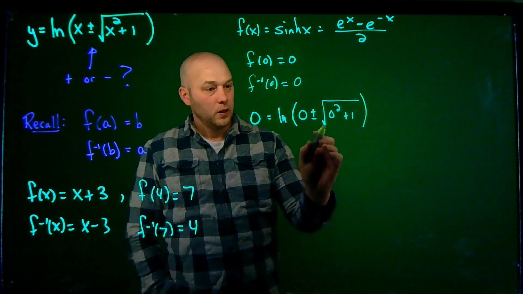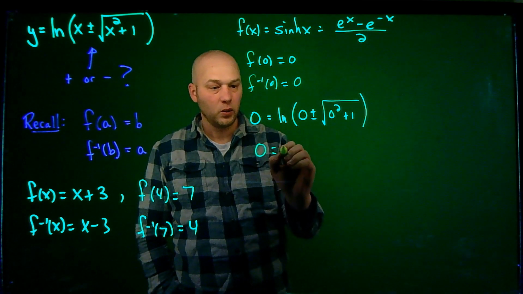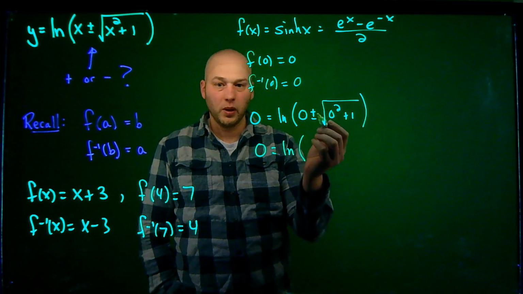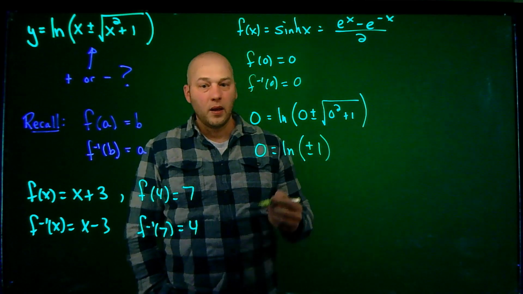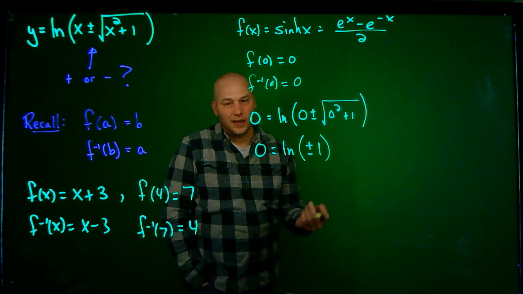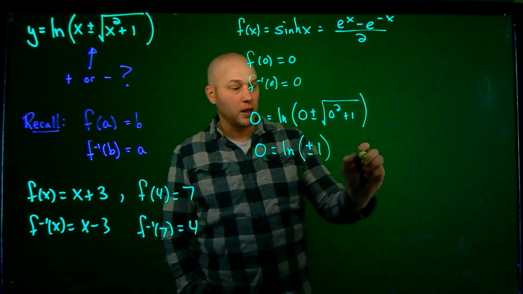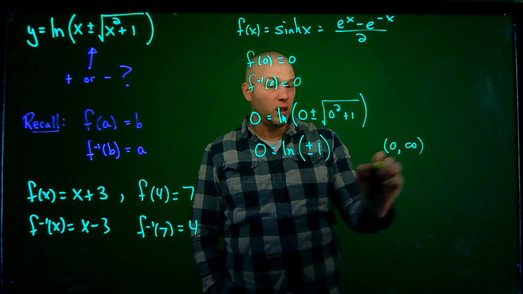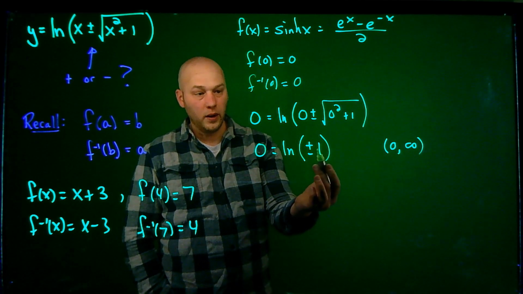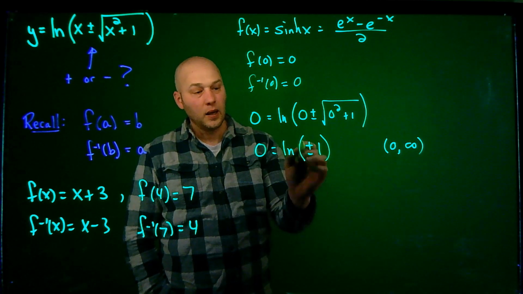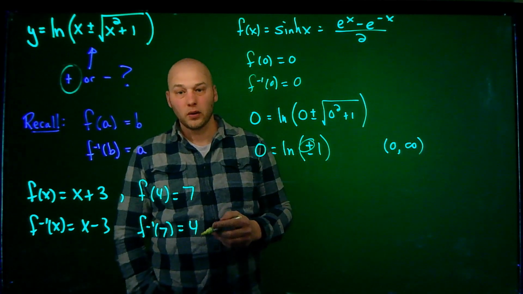Well, 0 squared plus 1, of course, is 1. Square root of 1 is 1. That would give me 0 is equal to the natural log of, and then 0 plus or minus anything is just plus or minus anything, so that would give me plus or minus 1. The reasoning then is that the natural log has a domain of 0 to infinity, and the only value between these two numbers that's in that domain is positive 1. Therefore we had to have the positive from the beginning, and that means I'm going to use the positive in the expression for the inverse hyperbolic function.